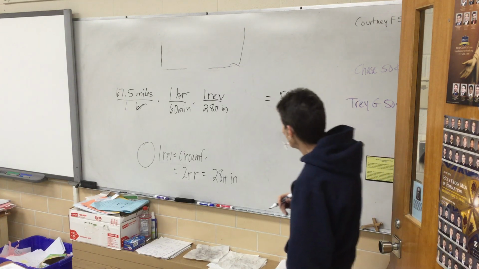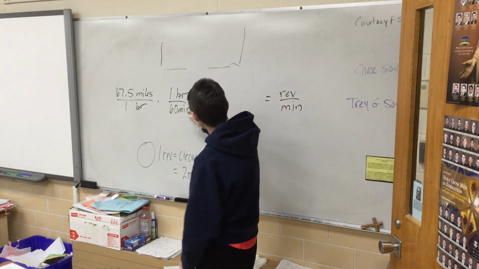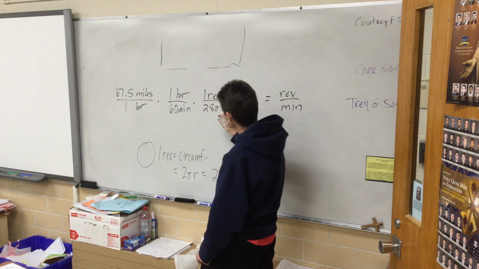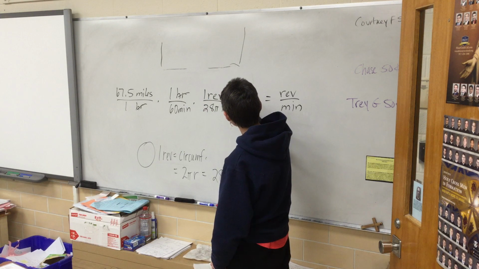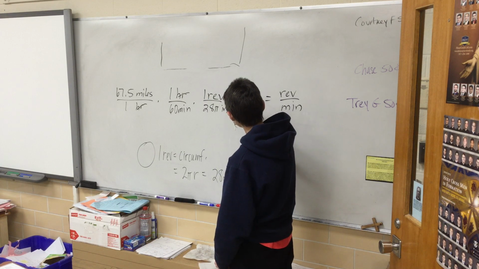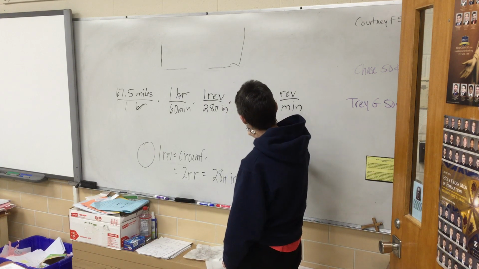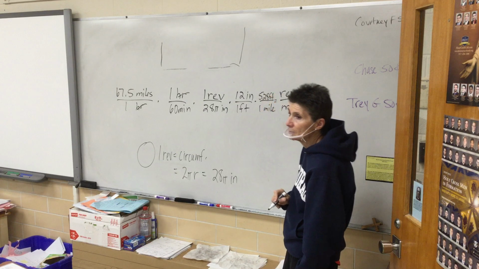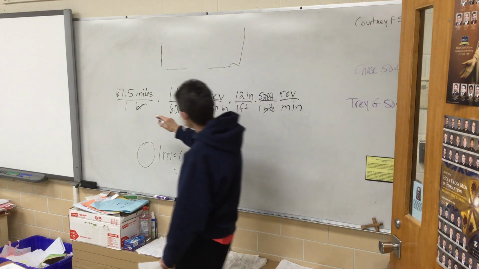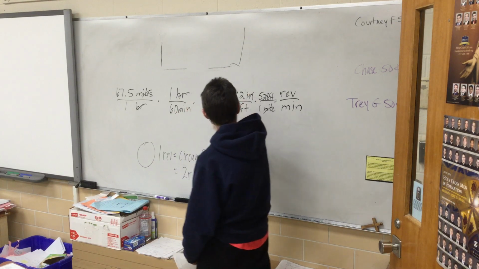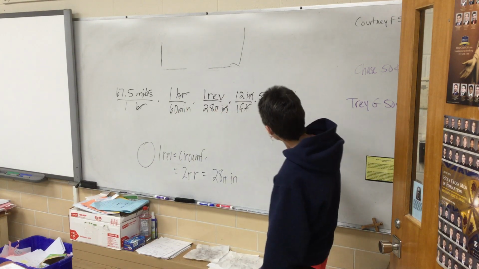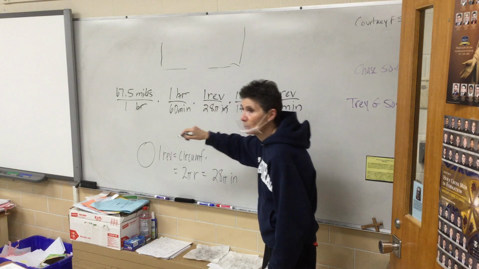Okay, so now I got my revolutions per minute, all that's good, but I still have miles and inches floating around. So I remember that 12 inches is 1 foot, and 5,280 feet is 1 mile. So now the miles will cancel, and the inches will cancel, and the feet will cancel, and all I have left is exactly what I wanted.